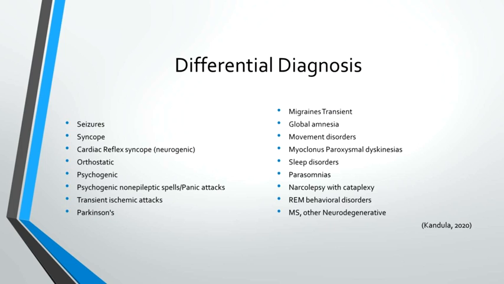You can have panic attacks fall into there, TIAs, strokes, early onset Parkinson's, migraines, transient global amnesia, movement disorders, paroxysmal dyskinesia, sleep disorders, parasomnias, narcolepsy, REM, not the band, the rapid eye movement behavior disorders, and again, as mentioned, multiple sclerosis or other neurodegenerative diseases. Okay, so these are things we need to keep in mind. We only get the report or witness this myoclonic type activity ourselves, but we just want to make sure that we're thinking of everything else.